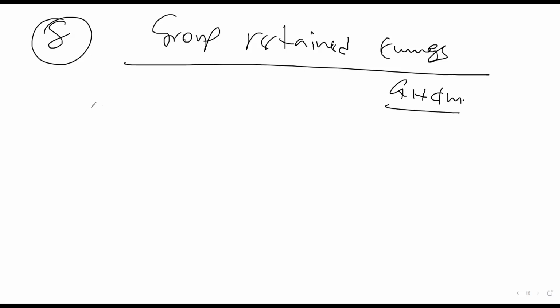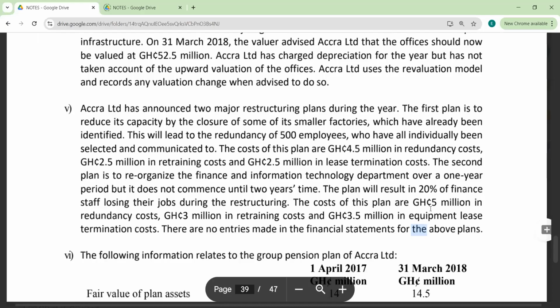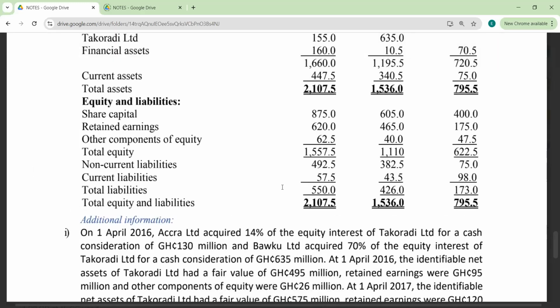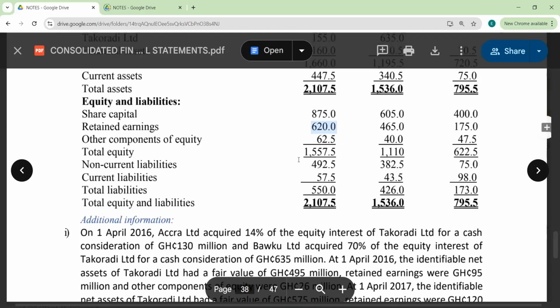All of parent's. Right here, Accra. Please, what's Accra's retained earnings? Accra's retained earnings is what? 620. Good, 620.